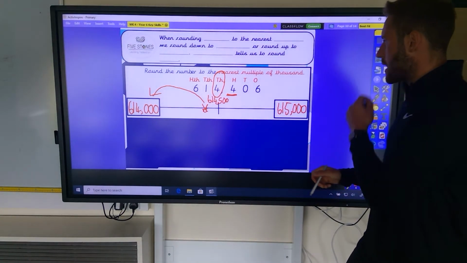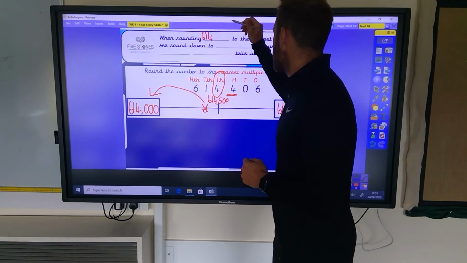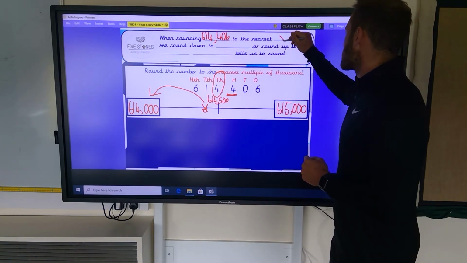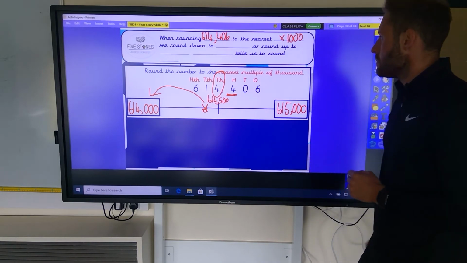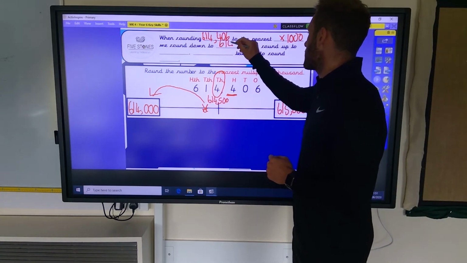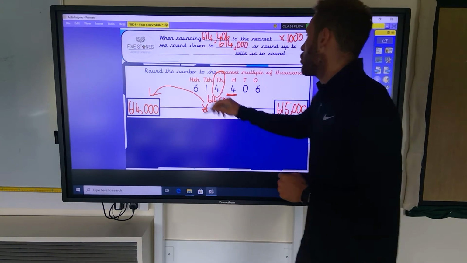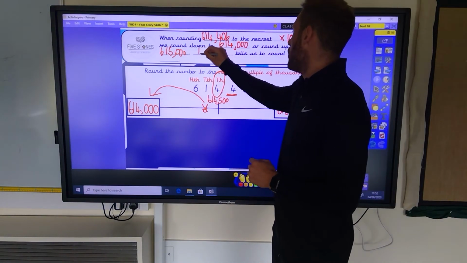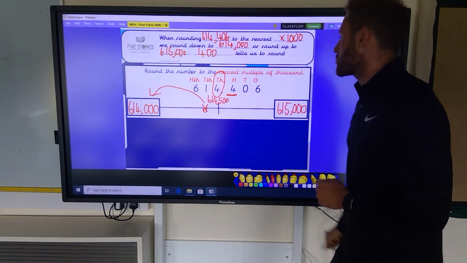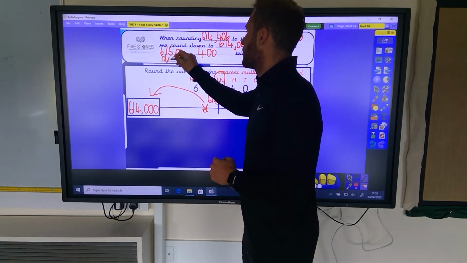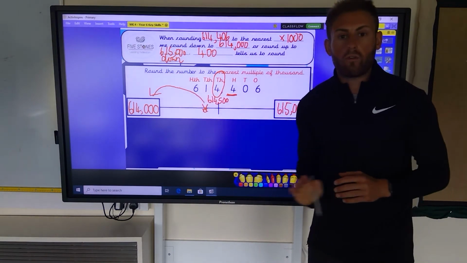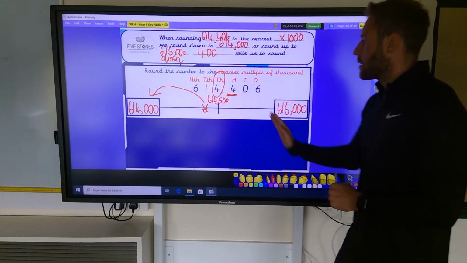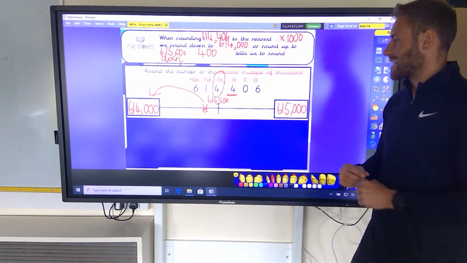So let's finish this sentence together. When rounding 614,406 to the nearest 1,000, so a multiple of 1,000, we round down to 614,000, or we round up to 615,000. What tells us? The 4 hundreds tell us to round down. Fantastic. Because we know the 400 is before that midline. Midline and up tells us to round up. Below the midline tells us to round down.